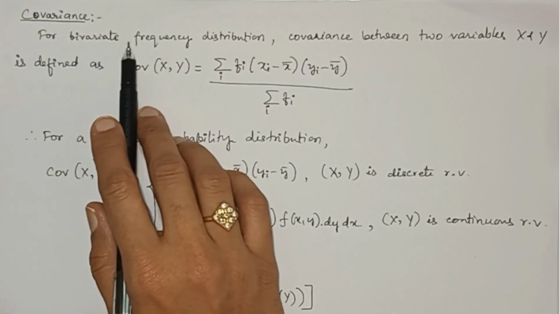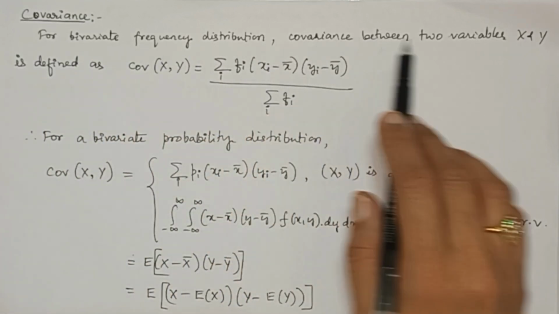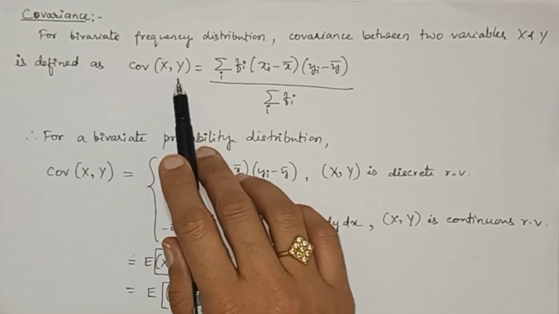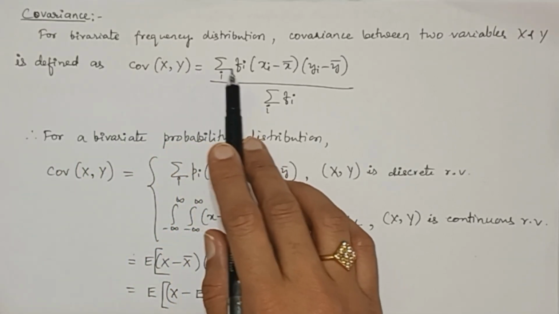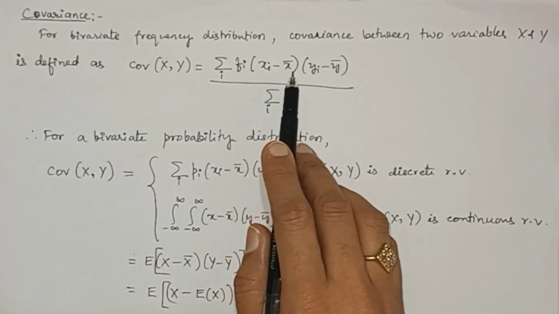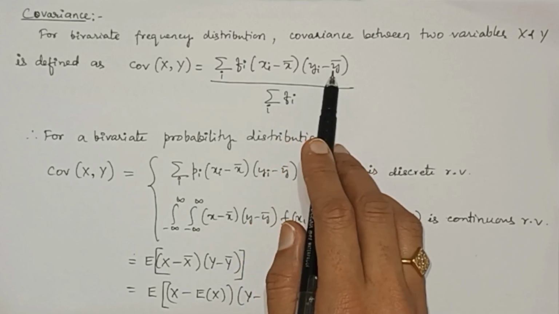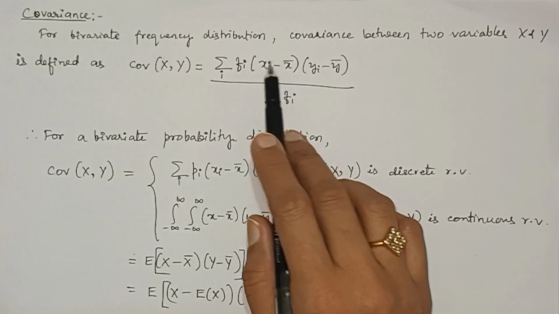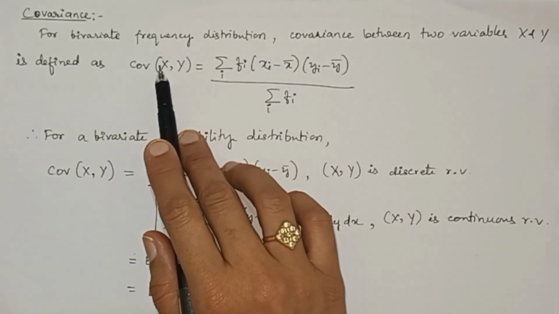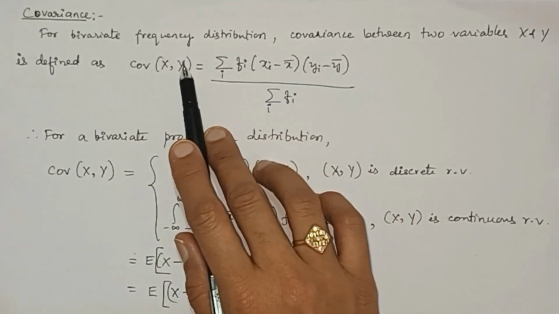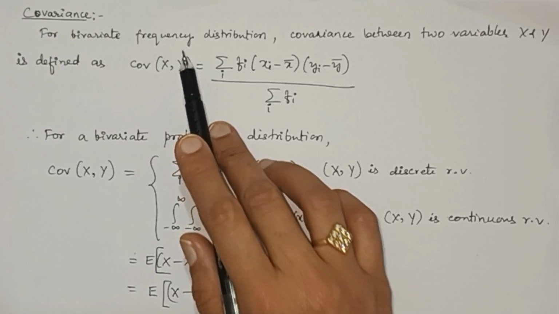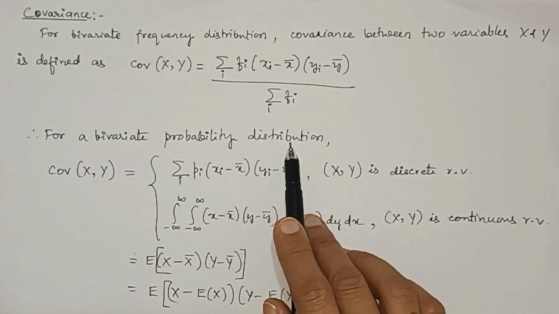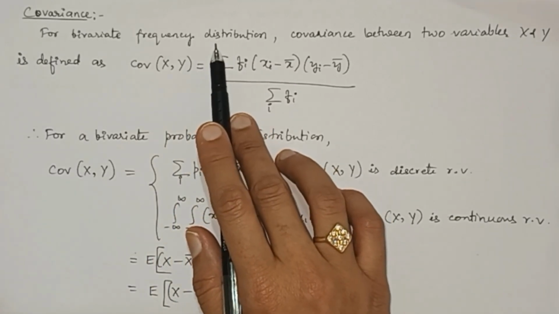For bivariate frequency distribution, covariance between two variables x and y is defined as covariance of x comma y equal to summation fi into (xi minus x bar) into (yi minus y bar) whole divided by summation of fi, where x bar is the mean of the first variable and y bar is the mean of the second variable. Therefore, in the same way, for bivariate probability distribution, so here it was a frequency distribution.